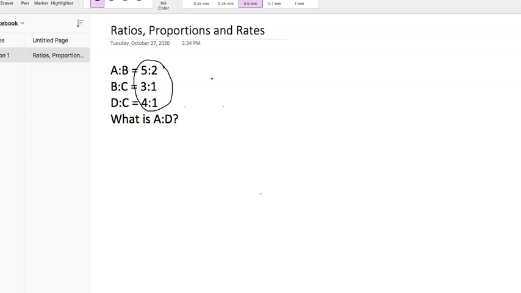But because the third one says D to C is 4 to 1, all we need to do is flip it. If you flip it, then you can say C to D equals, and you just flip this part too, 1 to 4. 1 to 4 and 1/4 is the same. And then we can multiply them together. So I'll just keep using the draw pen here for this video.